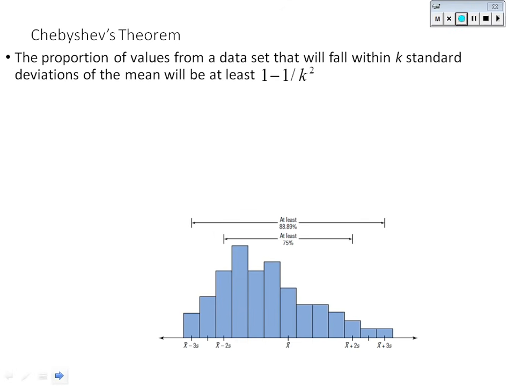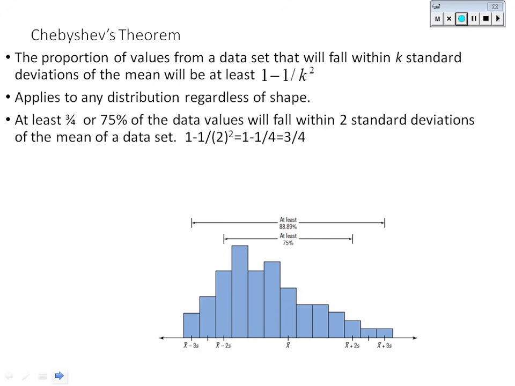Going to finish up with one theorem and one rule. Chebyshev's theorem. What this theorem says is that the proportion of values from a data set that will be within k standard deviations of the mean will be at least, and we have a little formula there, 1 minus 1 over k squared. The k, we can fill in with a whole number, and that will give us, again, the rough proportion of values that should be within that many standard deviations. This will apply to any distribution regardless of shape.